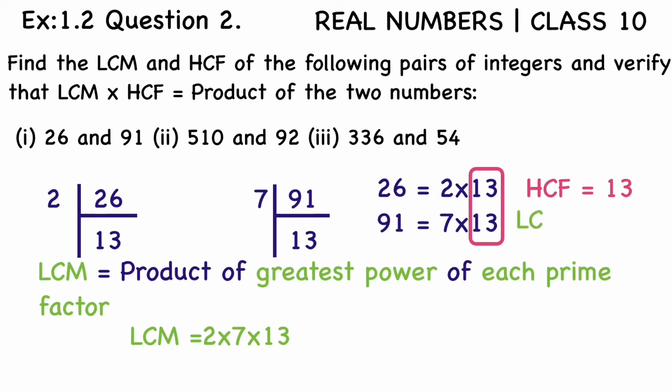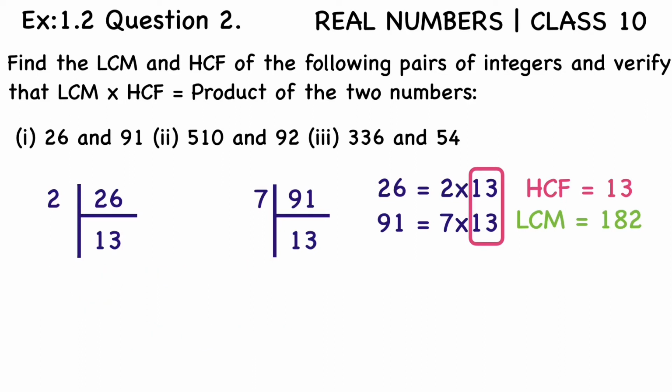So we have 14 into 13 is equal to 182. Easily you could get it. Now we have to prove that LCM into HCF is equal to the product of two numbers. So we have LCM into HCF is equal to 182 into 13. How to calculate it easily?